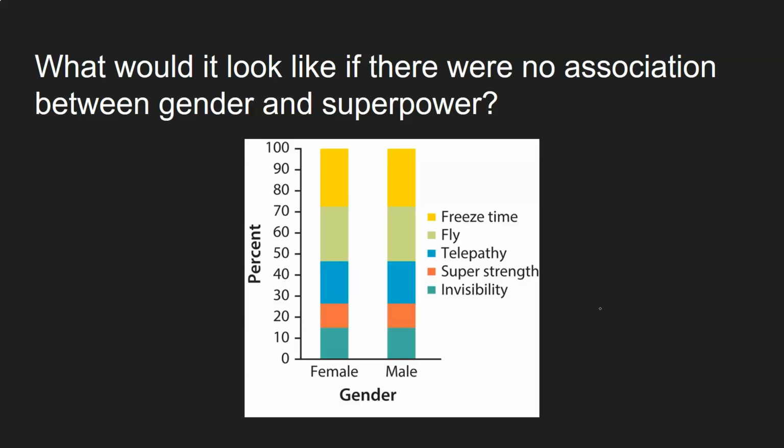What would it look like if there were no association between gender and superpower? So if I had created my bar graph and there was no association, what would that look like? It would look like two bars that look exactly the same. I cannot use gender in this case to predict what superpower you would choose because everything is exactly the same. So this stacked bar chart helps me to decide whether there is an association or not.